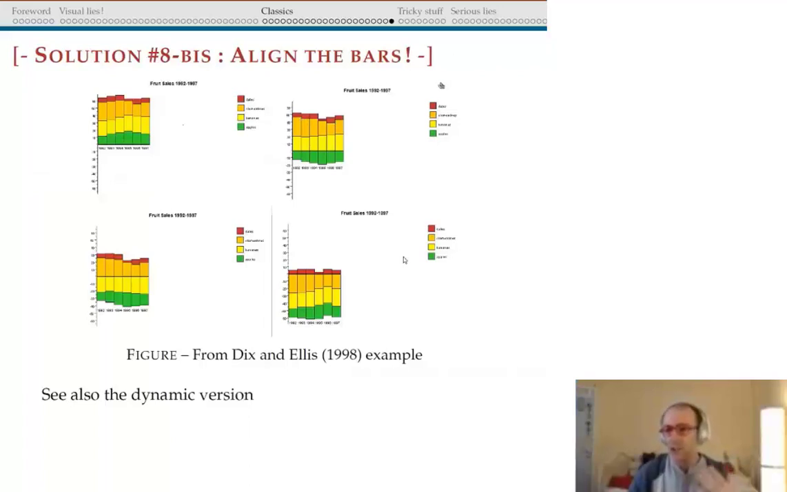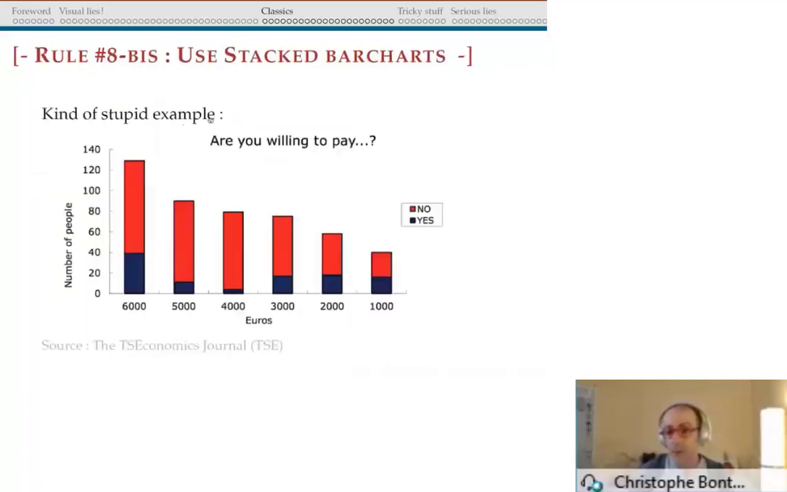This is a sort of stupid example. You can also stack answers yes or no to a question, which means absolutely nothing, but I found that in my previous university, so it was a good opportunity to say bye-bye, hello to my colleague.